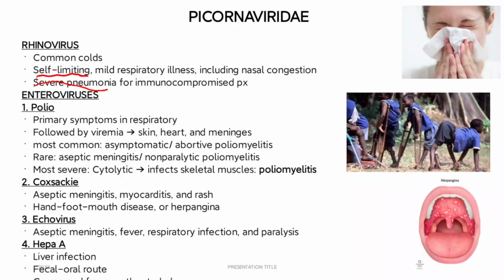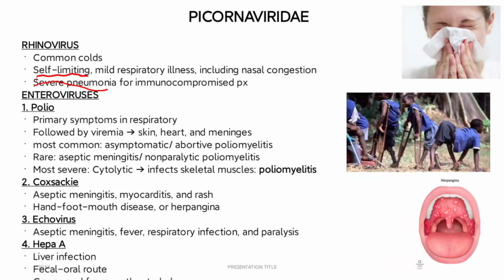Next is the enteroviruses. So, enteroviruses, we have 4. Number 1 is the polio. So, primary symptoms is in the respiratory, followed by viremia. Ano kasing ibig sabihin ng viremia from the word itself?